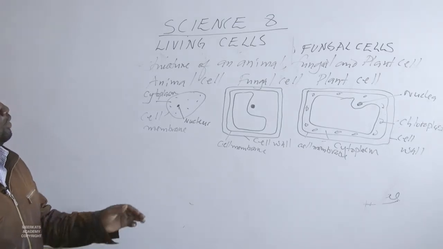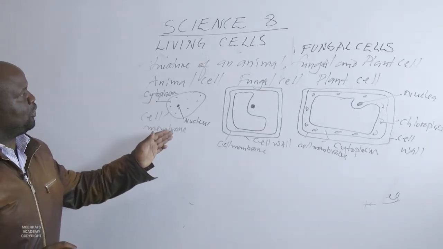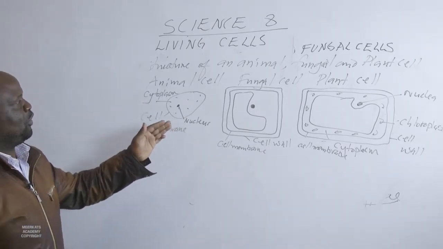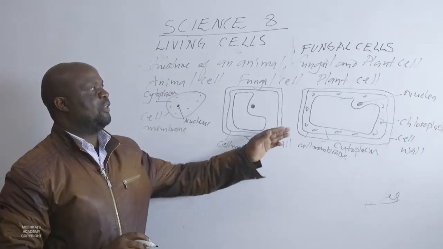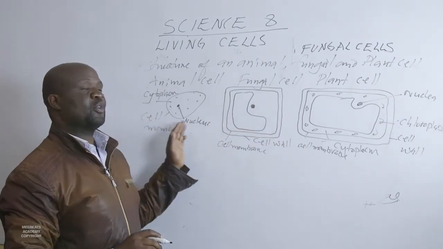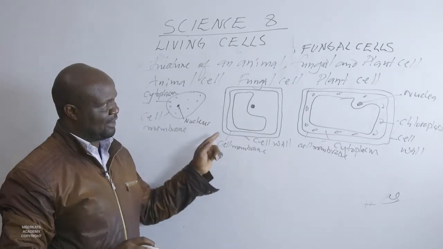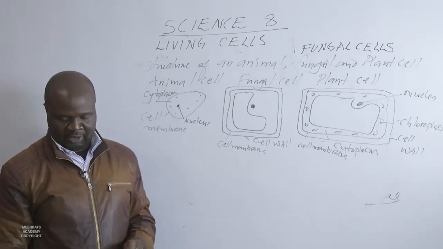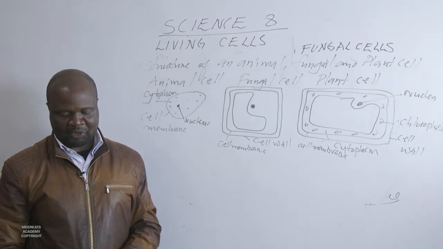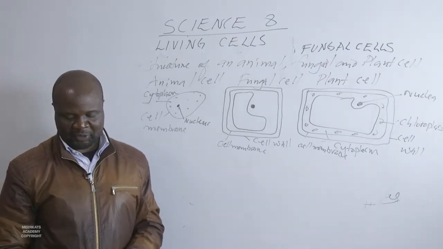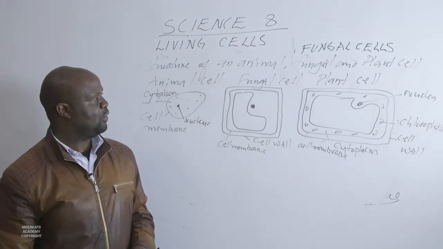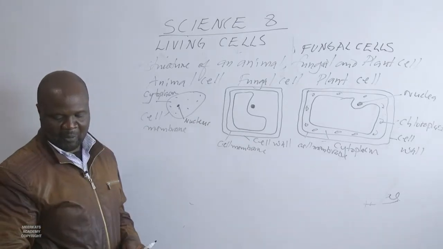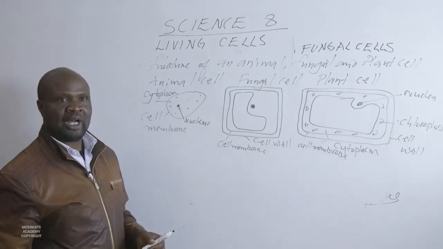Now we have drawn on the board the structure of an animal cell. We have also drawn the structure of a fungal cell, and the structure of a plant cell. You can compare and see the similarities and differences as they occur. So we can go to the structures within the cells and functions of cell parts. We have known the cells and their parts, but we want to see what they do. So we are going to have a table.